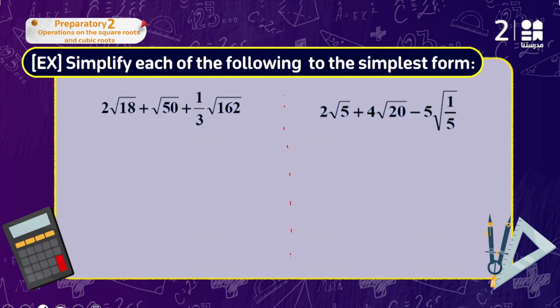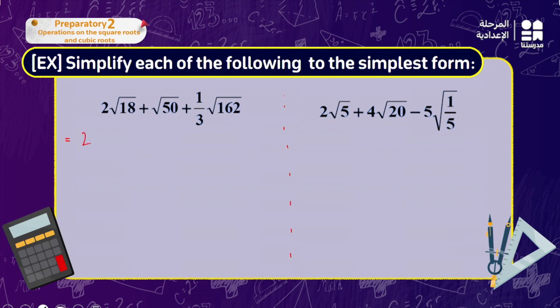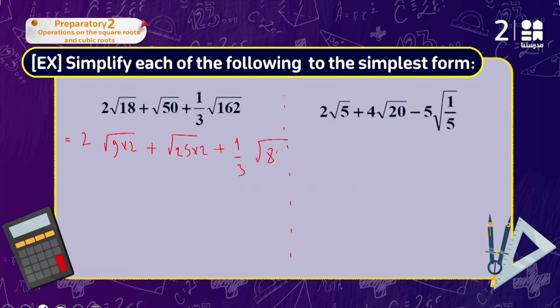Let's look at these 2 examples. Same idea, how to deal with the square root. So let's go, we now know how to handle this. Okay, so this is 2 and this is square root 18, 9 times 2, as we did the factorization for it. 50 is 25 times 2, yes, 25, it's 2. Okay, plus 1 over 3 times square root of 162 can be factorized to what? 81 times 2.